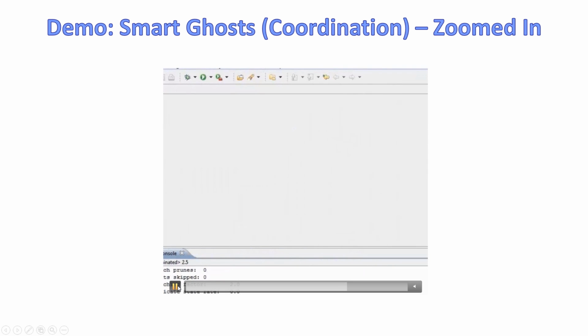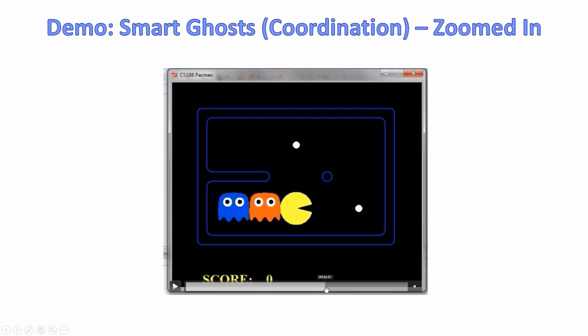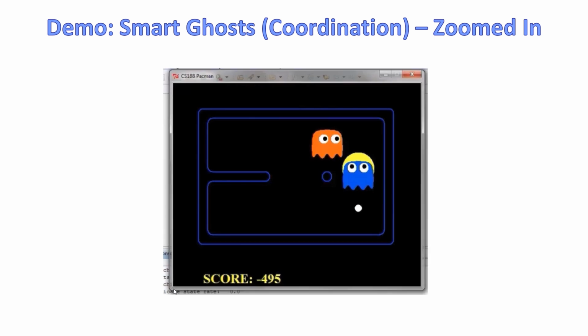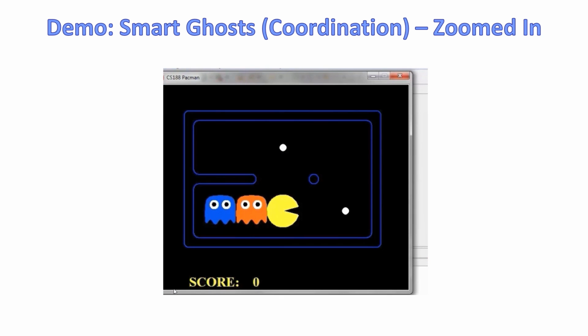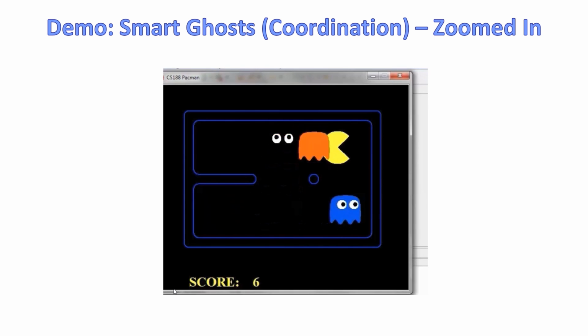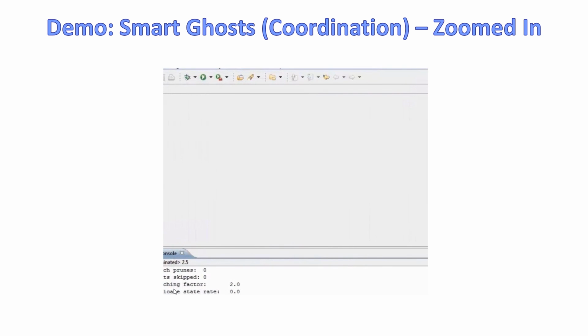Okay, so you saw what happened here. Again, okay, so they coordinated from the very beginning. Why did that happen here? The kind of coordination where one goes in the opposite direction so that they surround Pacman. It happened here because the scenario was limited.